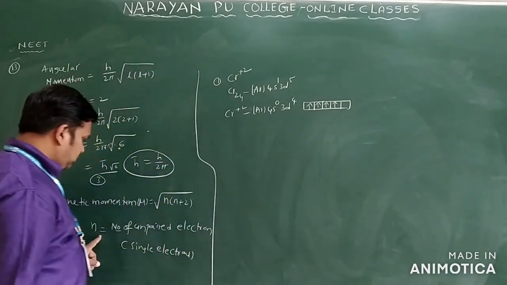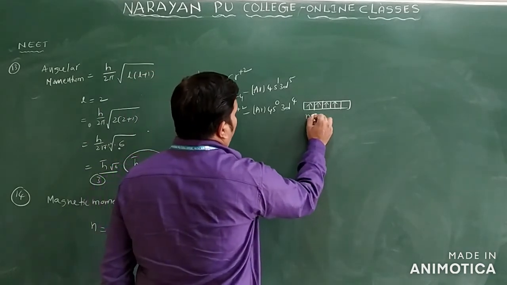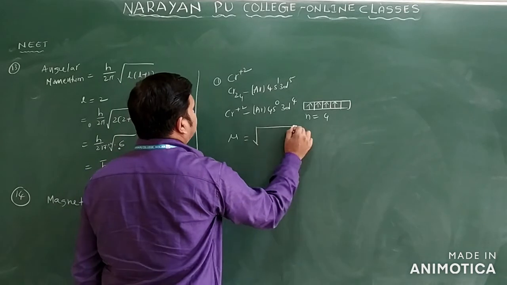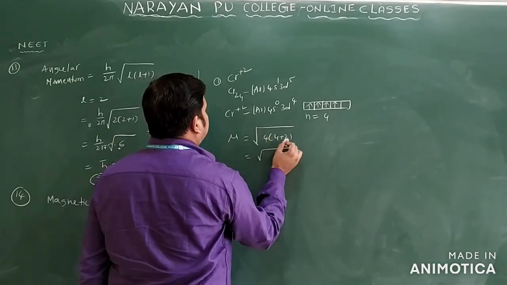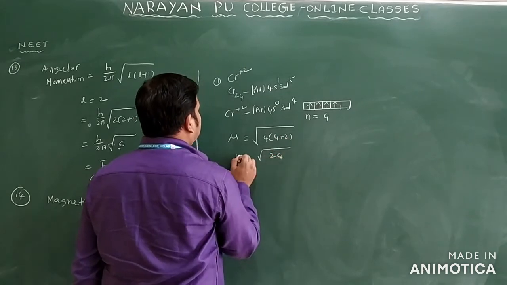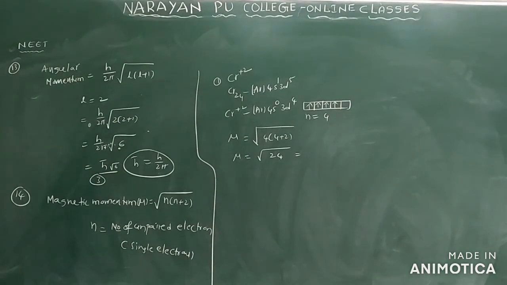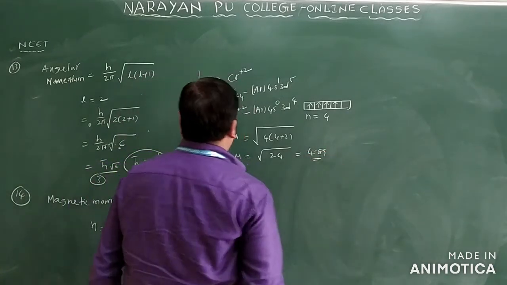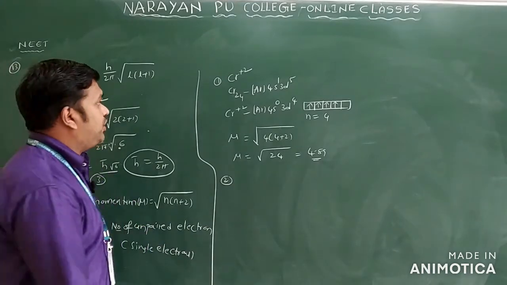So here what is n? Number of unpaired electrons, or you can say single electrons only. So n value is how much here? 4 only. Now magnetic moment μ is equal to the square root of 4 × (4+2). We will get 6 × 4, how much? 24 only. So root 24 value is 4.891, approximately 4.89. So what is given? They have given 2.84. That is not close to 4.89.